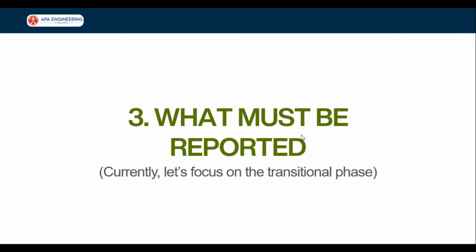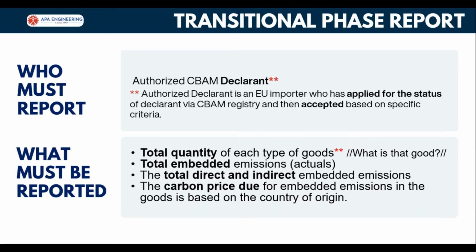So we are going to go into what must be reported, and when we are seeing what must be reported, I think we have to focus more on the transition phase because that's where we are right now. And during the transition phase, I've just given information on who must actually be reporting. So this reporting has to be done by an authorized CBAM declarant. An authorized CBAM declarant is actually an EU importer. They have to apply for the status of a declarant through a CBAM registry, and then they will be accepted based on specific criteria. And there are things that must be reported in the transitional registry. So that is the information that we have down here.